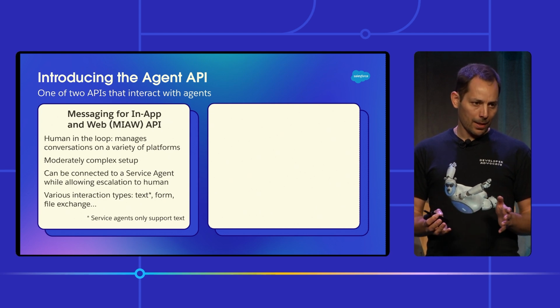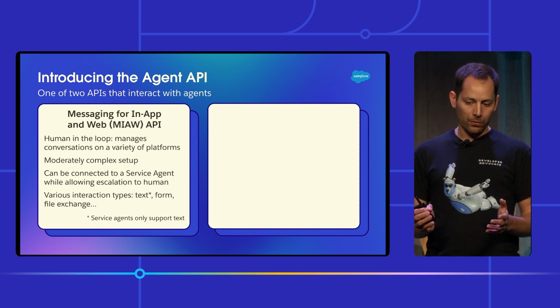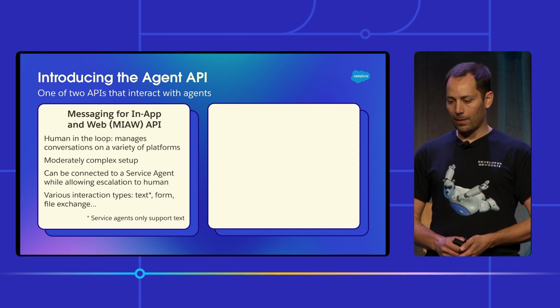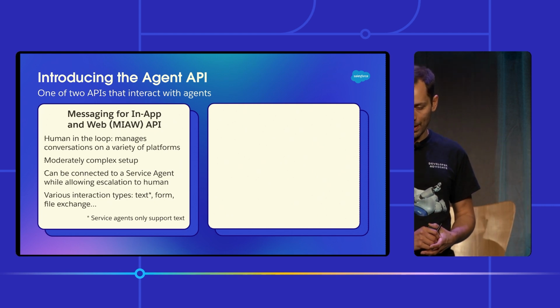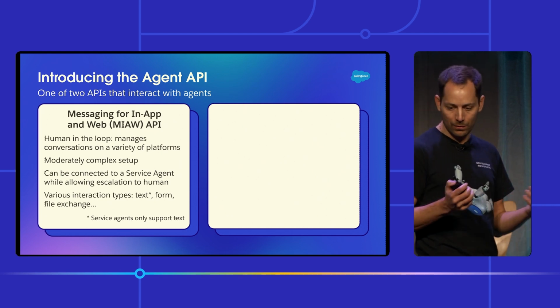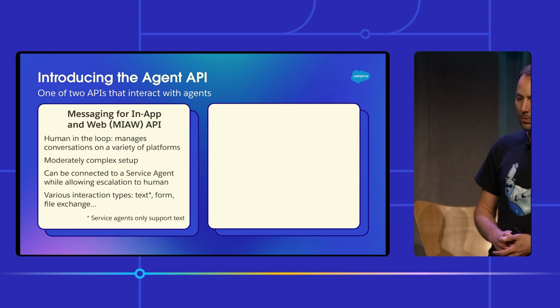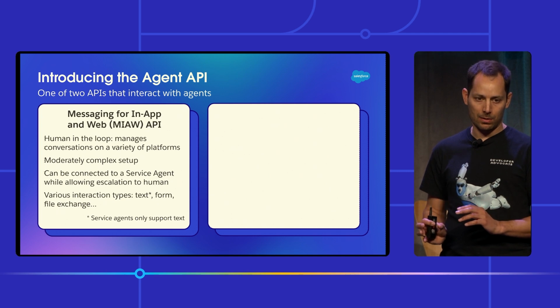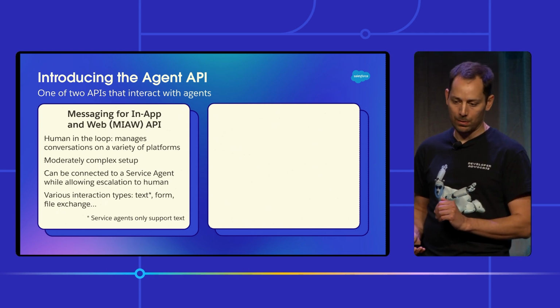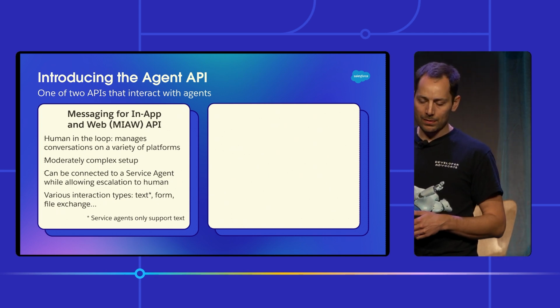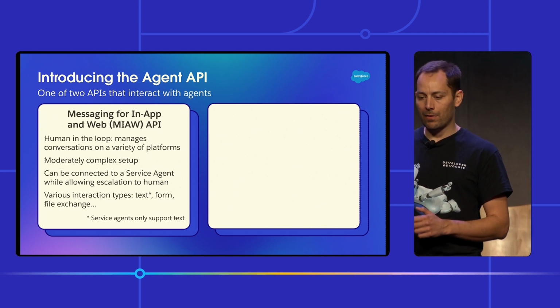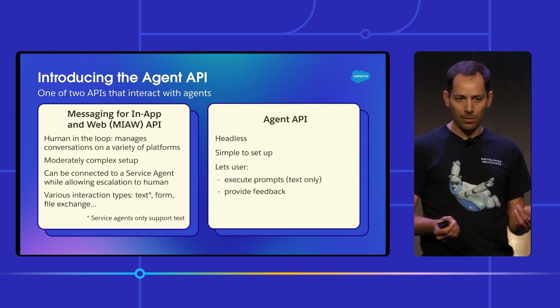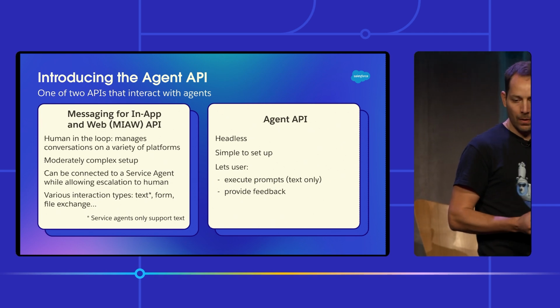Now, the MIAW API is great, but it's also way more powerful than just a prompting API, because it supports a number of formats which our agents, or service agents in general, do not support yet. You can go with text, forms, file exchange, all of these things which are not yet supported by agents. Agents only support text prompts at the moment. So to compensate for all of this, we've put in place the new Agent API, which takes care of some of the hurdles of using the MIAW API.